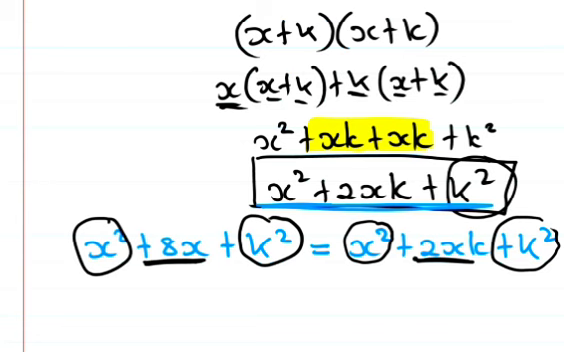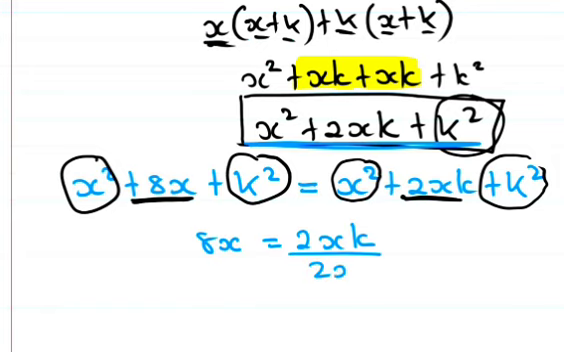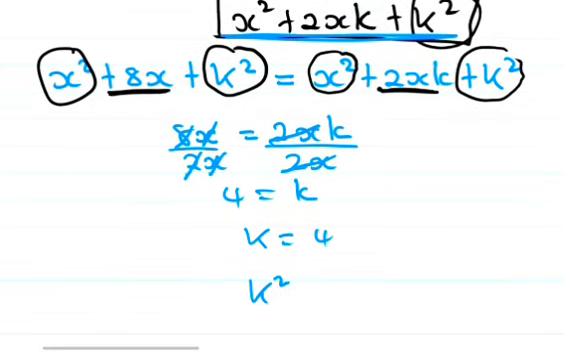So we can find the value of k by equating. Ndekuti apa, 8x is equal to 2xk. You see? Ndekuti apa, kuti tipeze k, tigawambe zonse ndi 2x. So 2x and 2x will cancel, remaining with k, and 8 divided by 2 gives 4. Ndekuti ai constant ife, 4. So we have k square, ndekuti k square here, the answer is 4 square, which is equal to 16.